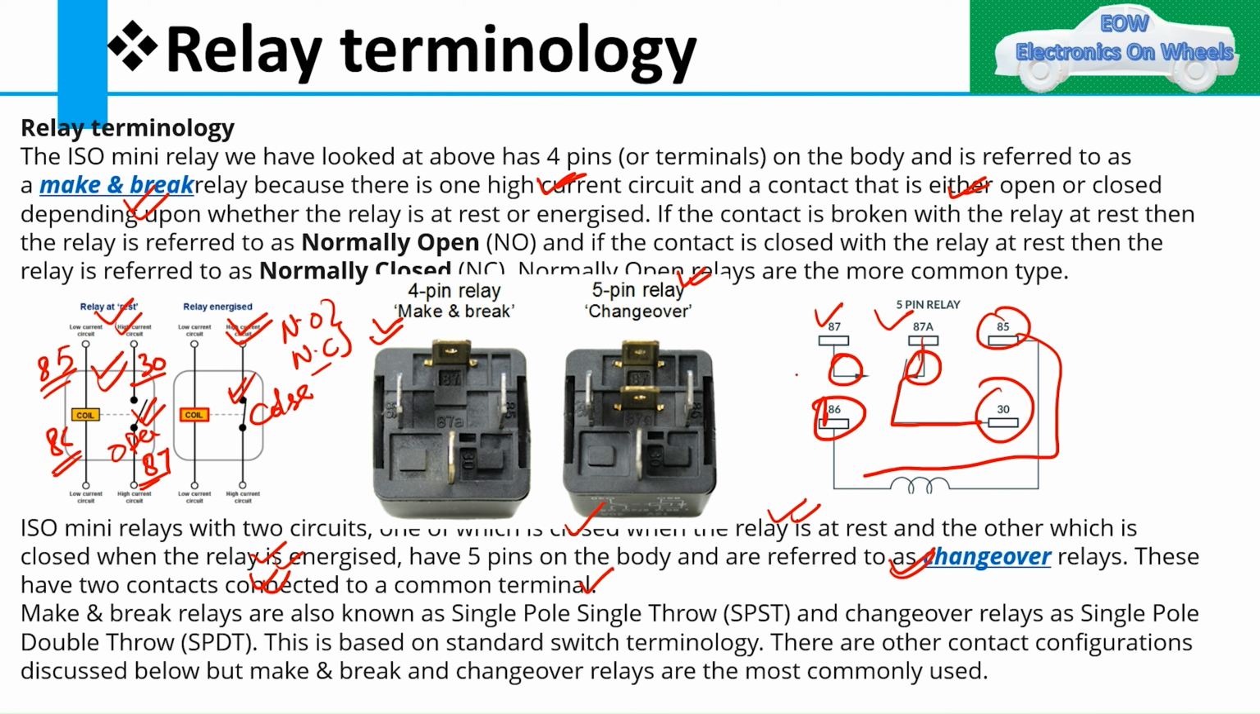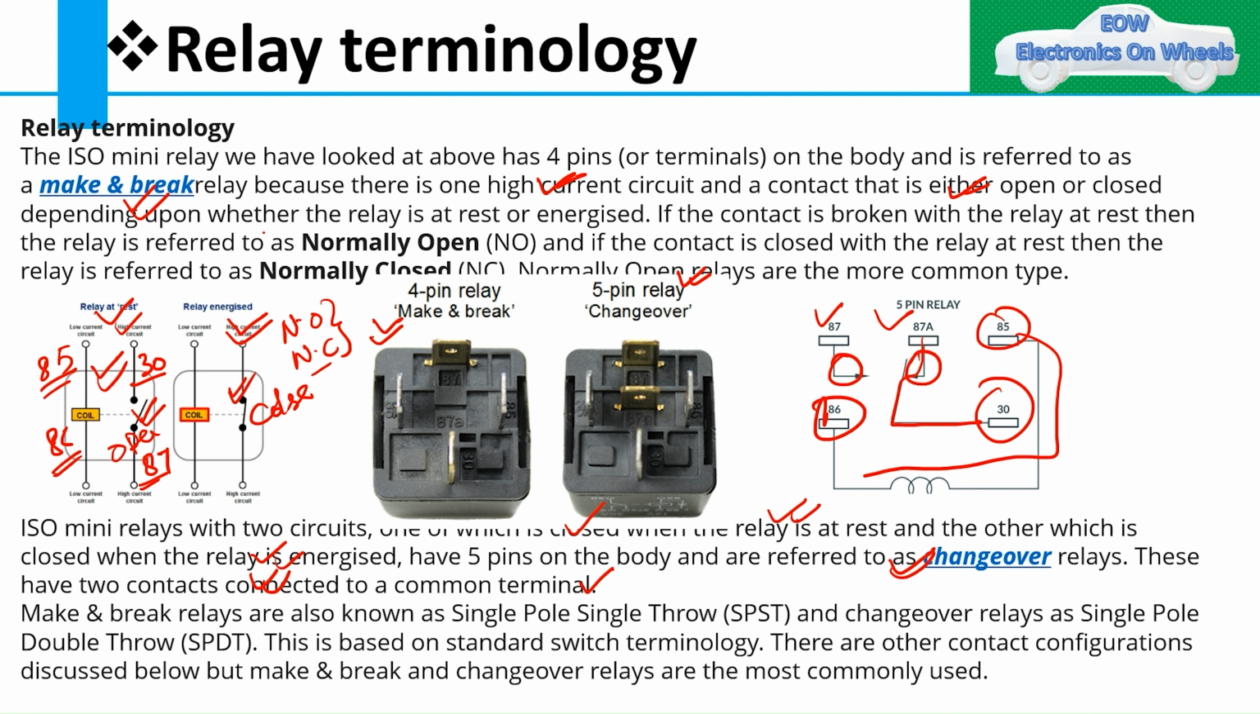So whenever you have a 5 pin relay, you will have two contacts, and in this condition you can put the logical function in this also. That's why we call it a changeover relay. We will see in detail how and when you should use it.